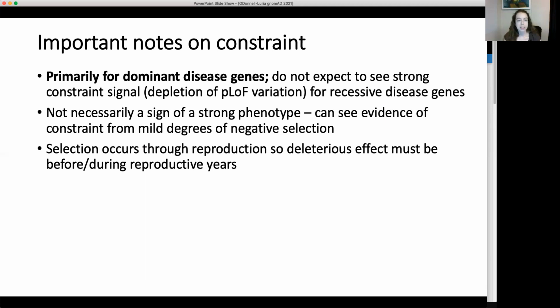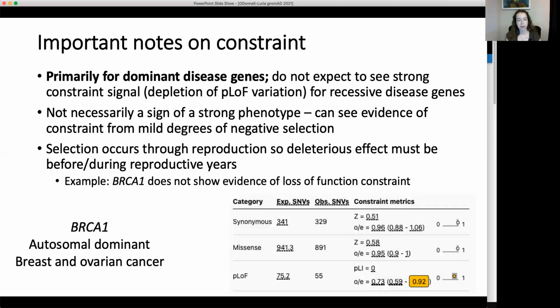The next point is that selection occurs through reproduction. Again, we're looking at variation in the current population that's been passed on over the course of years. And so deleterious effects from the variant must be before or during reproductive years. I just want to use BRCA1 as the example. We know loss of function of BRCA1 results in an increased risk of breast and ovarian cancer. However, much of this cancer risk is after reproductive years. And so that's why we don't see a significant depletion of loss of function variation in this gene when we look in gnomAD.